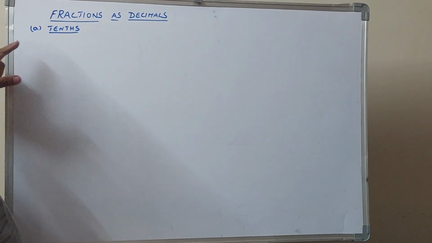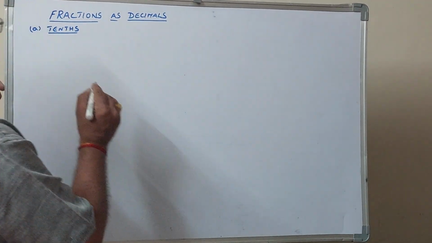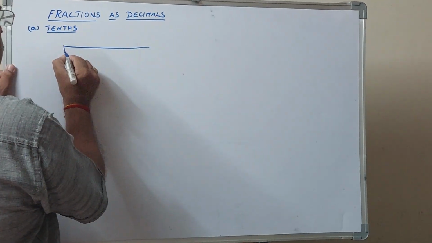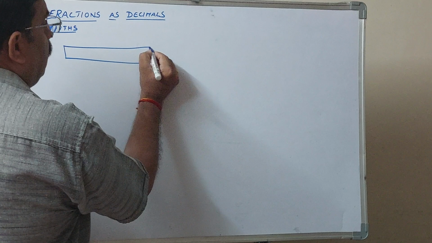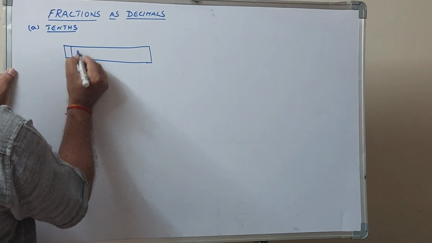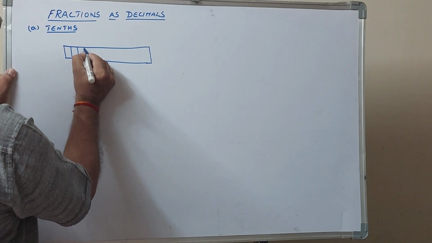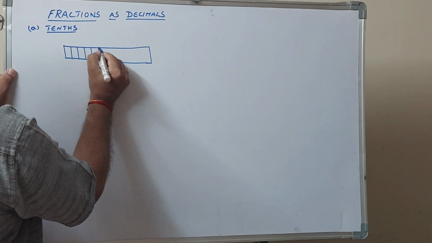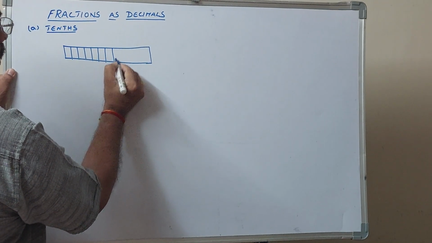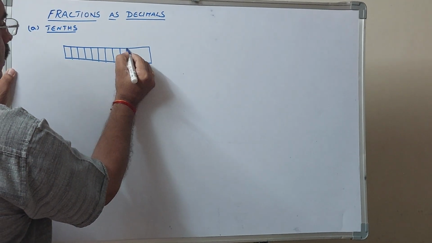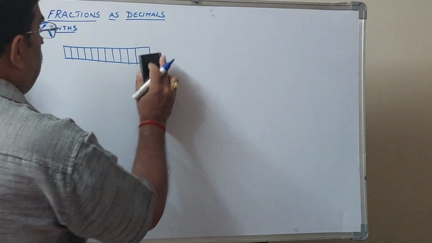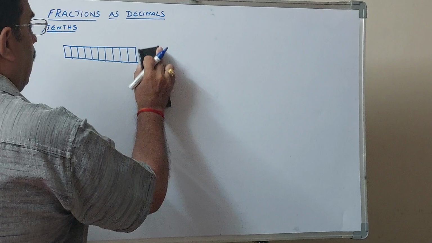Okay, first we discuss tenths. Consider this one whole. This was divided into 10 equal parts. 1, 2, 3, 4, 5, 6, 7, 8, 9, 10. Ten equal parts.